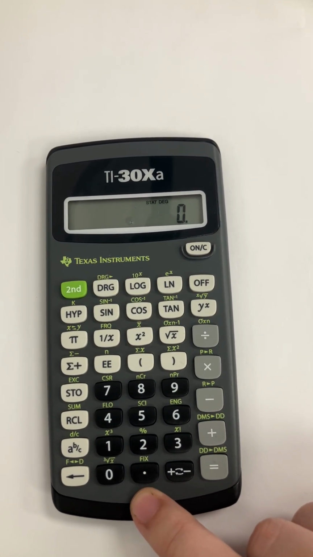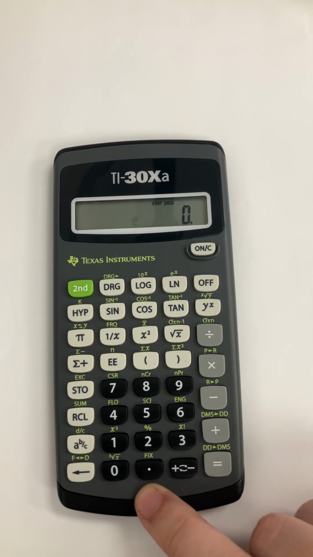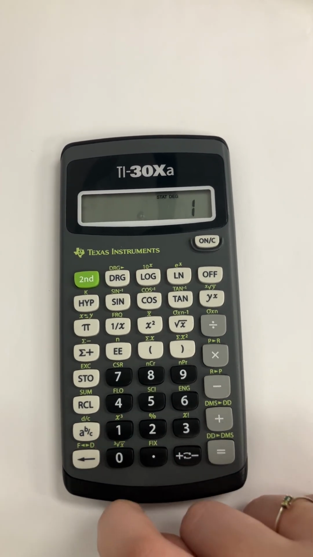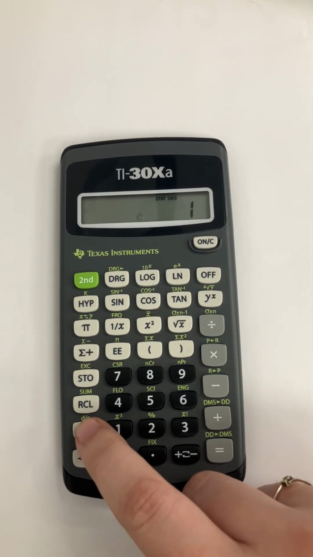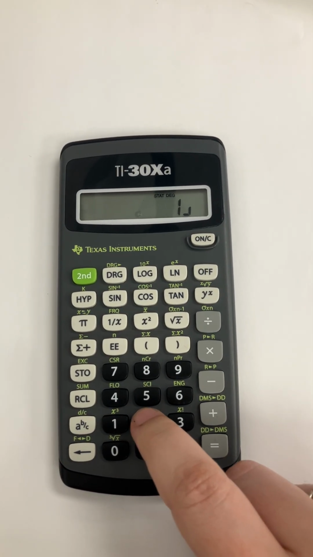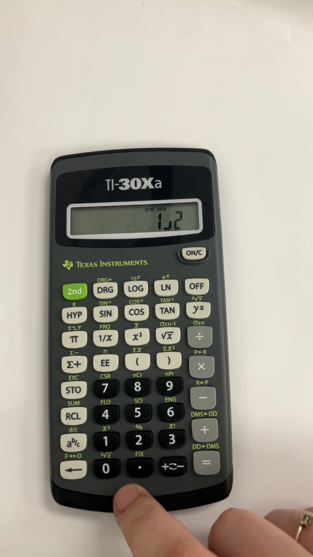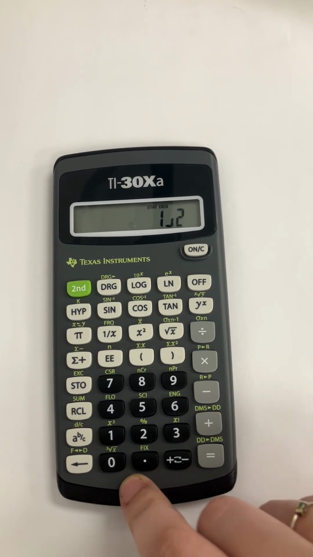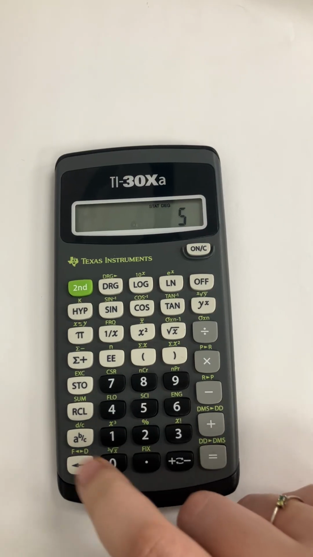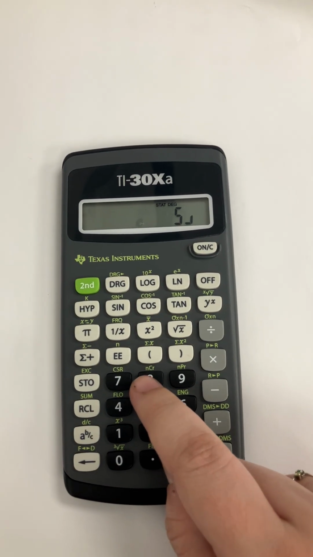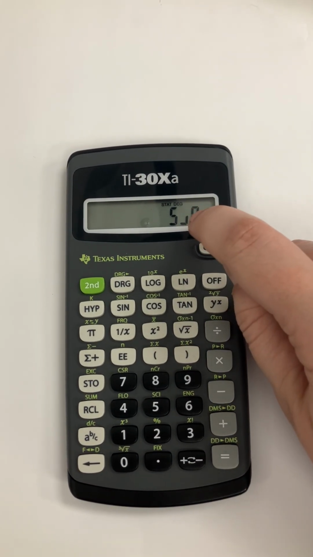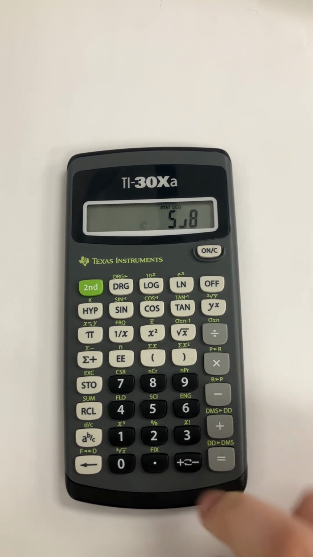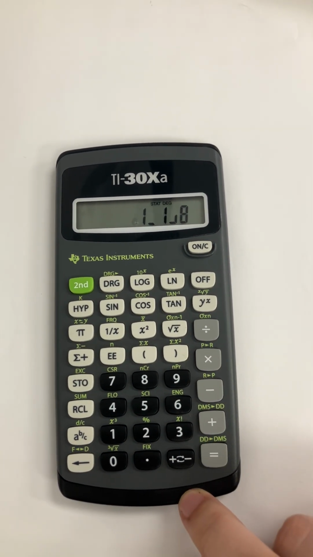If I were adding something like 1/2 plus 5/8, let's say, 1/2, I can hit my 1, this ABC function, and then hit 2. And then if I'm going to add, I of course hit plus. And then I'm going to type 5/8, 5 ABC 8. You're going to see this little backwards L shape. That is a fraction bar on the calculator. Okay, and then hit equals, and I get my answer.